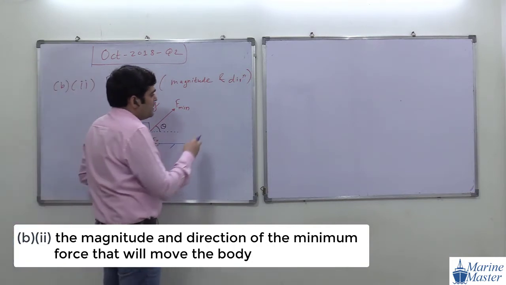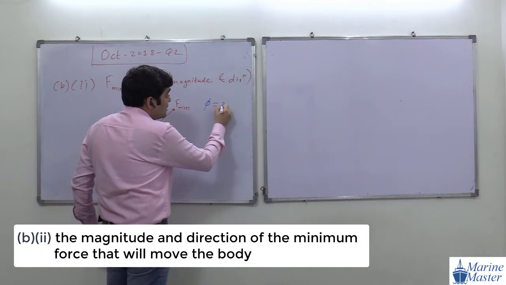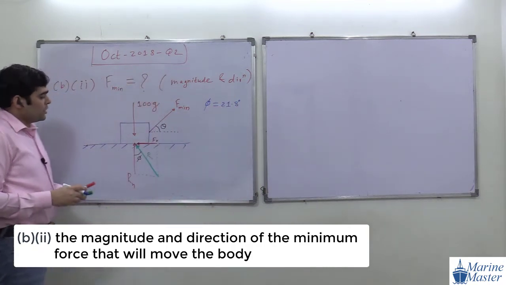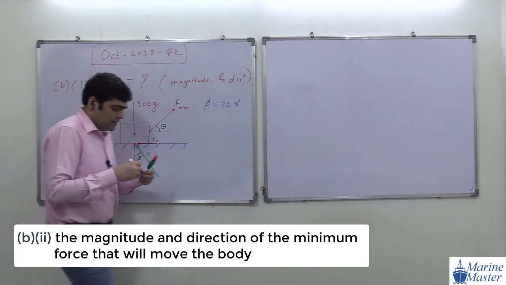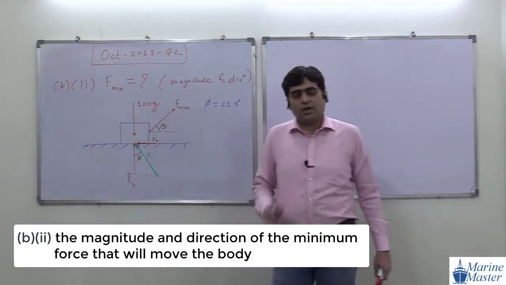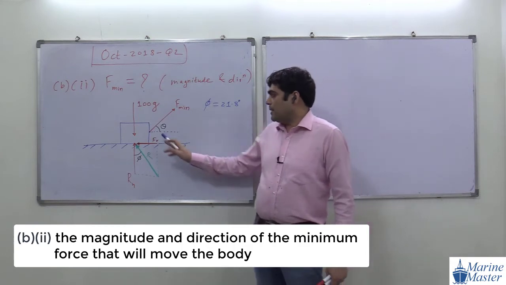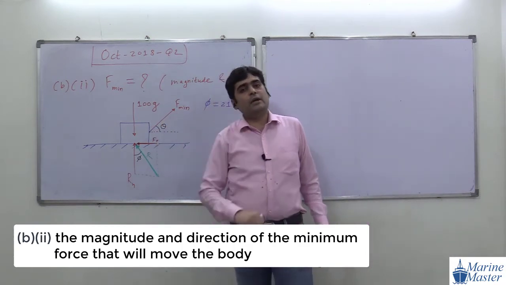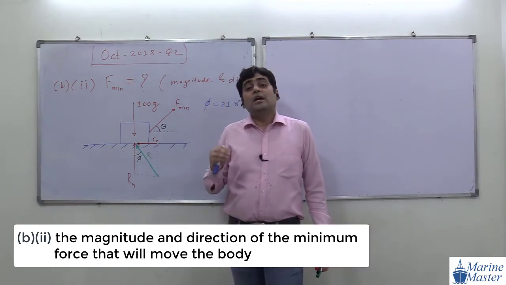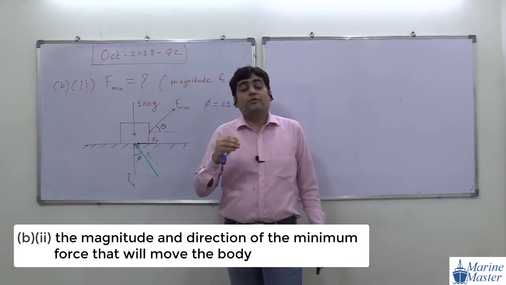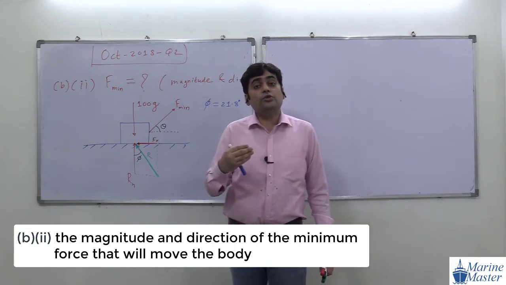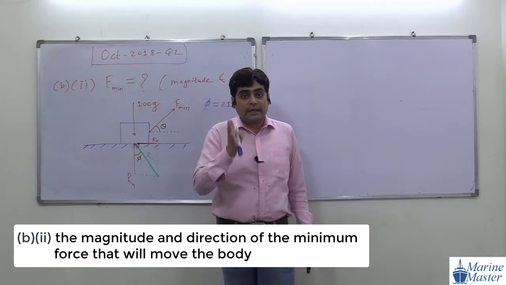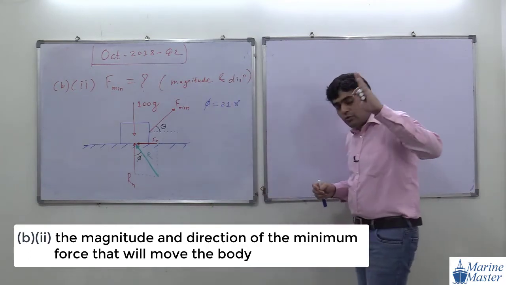What is the value of phi? 21.8 degrees. Good. So now see the scenario here. What is our target? We have to find F minimum. And for getting F minimum, which method are we going to use? We are going to use the force vector diagram method. Now how to use it?